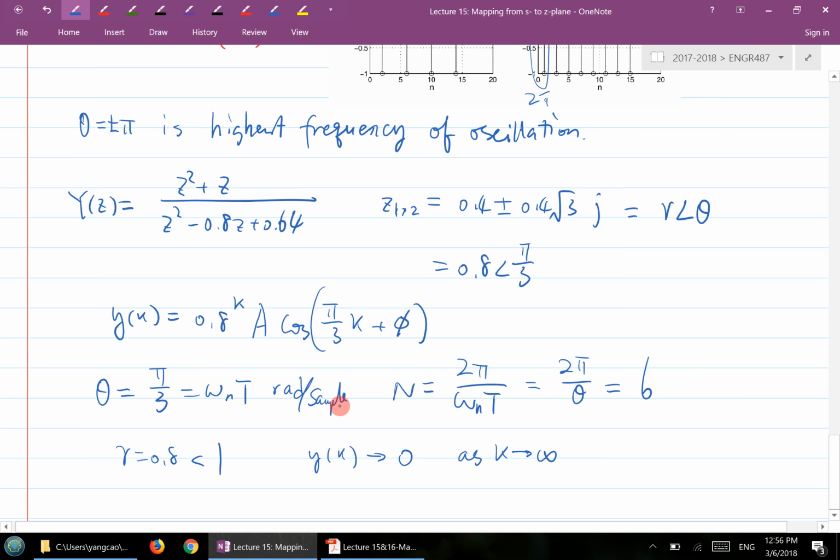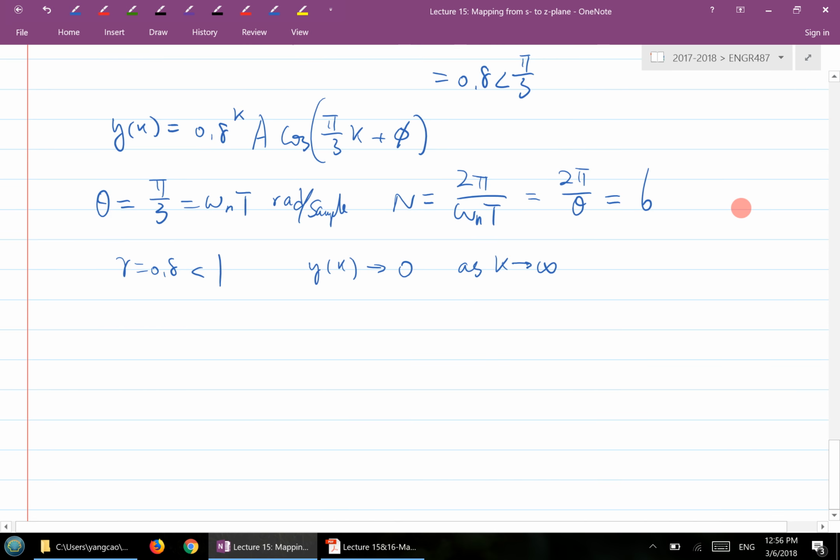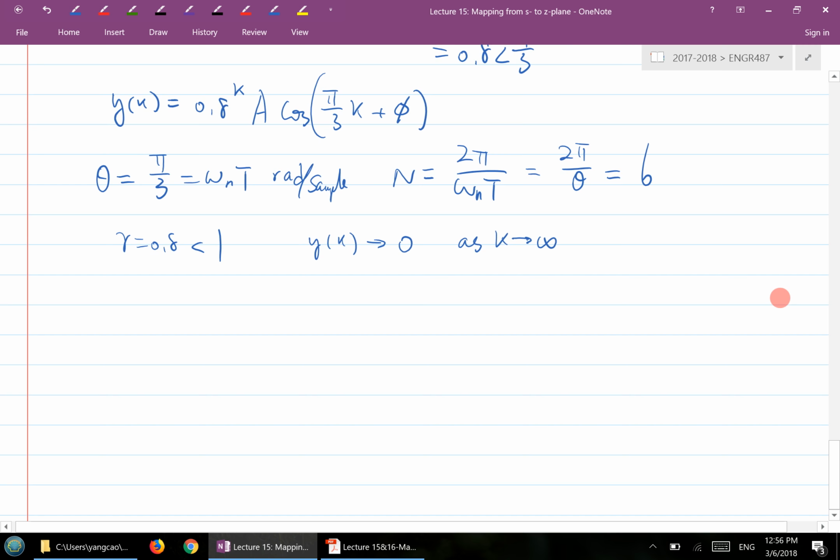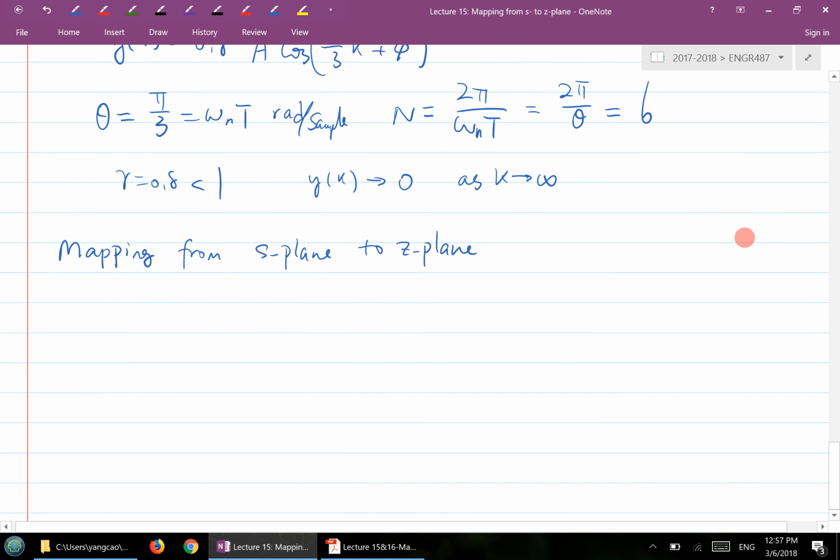Okay. So now let's get down to the actual topic here, about the mapping from the S plane to the Z plane. We'll look at a bigger picture in general, and then later we'll break it down into a lot of specific cases to talk about the mapping. First of all, let's look at the general one here.